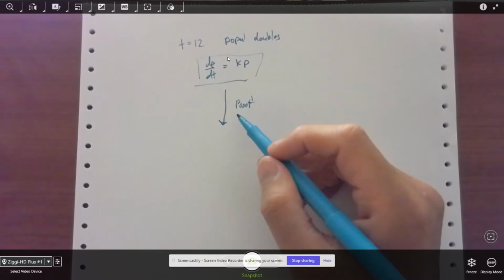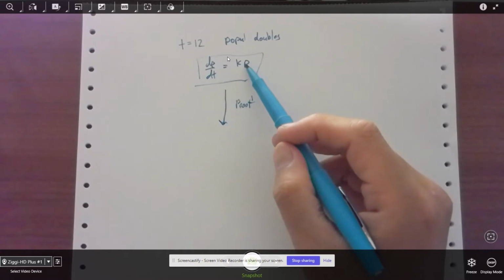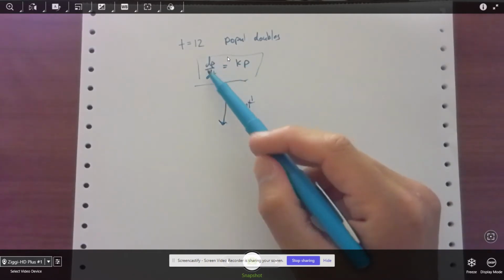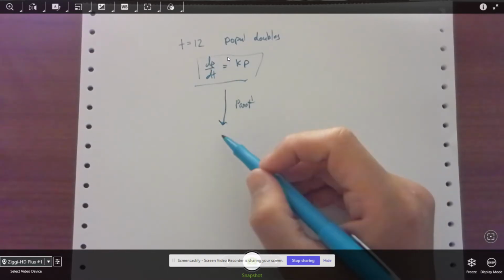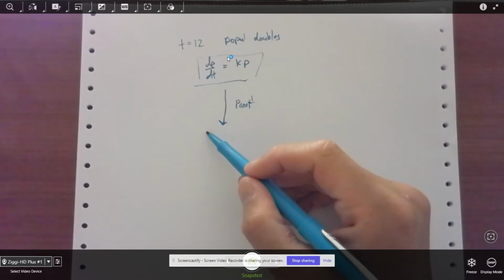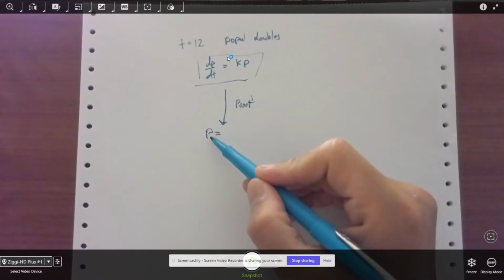So here's what you're supposed to do. You're supposed to go from here. It's some constant times P, the population. This is the population, and this is the rate. What we're going to do is take the antiderivative of this. And what we're going to end up with is something like this. This is your new population. Hopefully this sounds familiar.